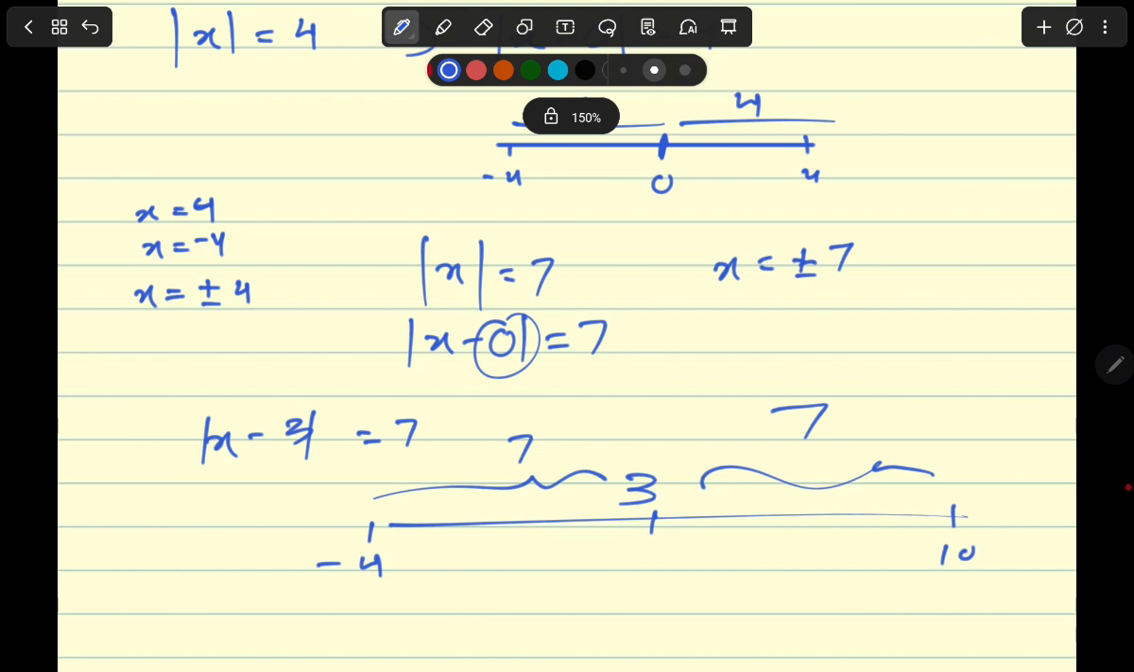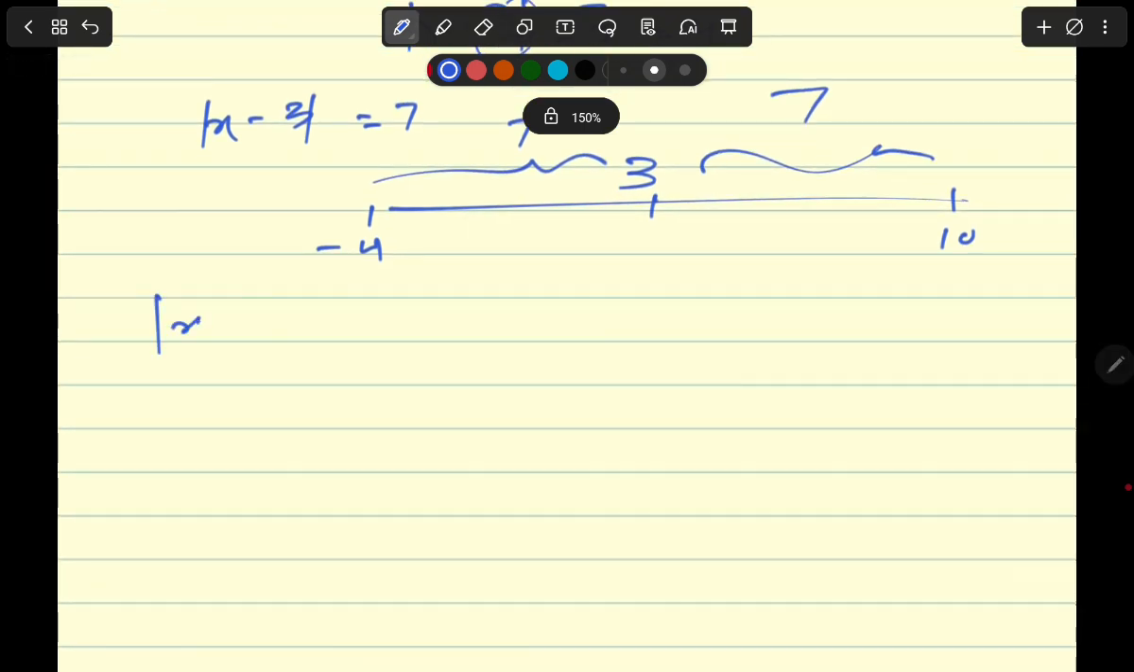Okay. Now, similarly, if you have, like the previous equation that we did earlier in this video, modulus of x minus 3 is equal to 5, x is going to be equal to 3 plus 5, that is 8. And x is going to be equal to 3 minus 5, that is going to be negative 2.